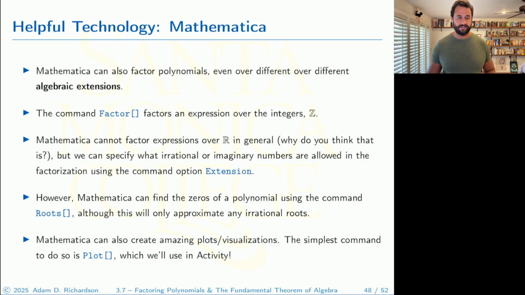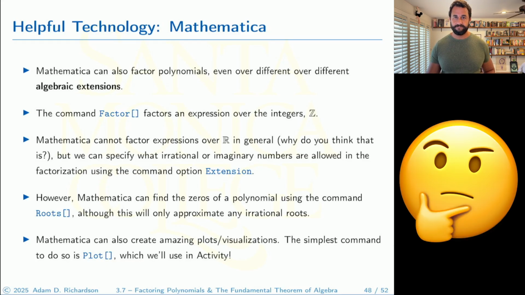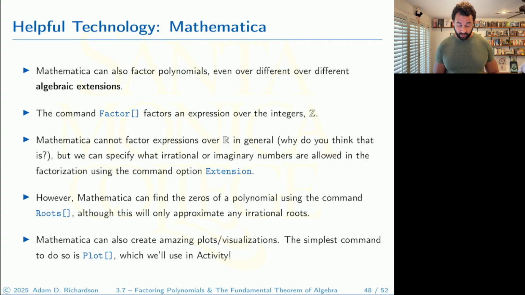One thing, Mathematica cannot factor expressions over R in general. Why do you think that is? Something for you to ponder real quick. Let me throw up the thinker. Hmm. Can't factor things over R in general. Why is that? But we can specify what irrational or imaginary numbers are allowed in a factorization, and then it can factor using those irrational numbers or imaginary numbers. That's where the command extension comes in.